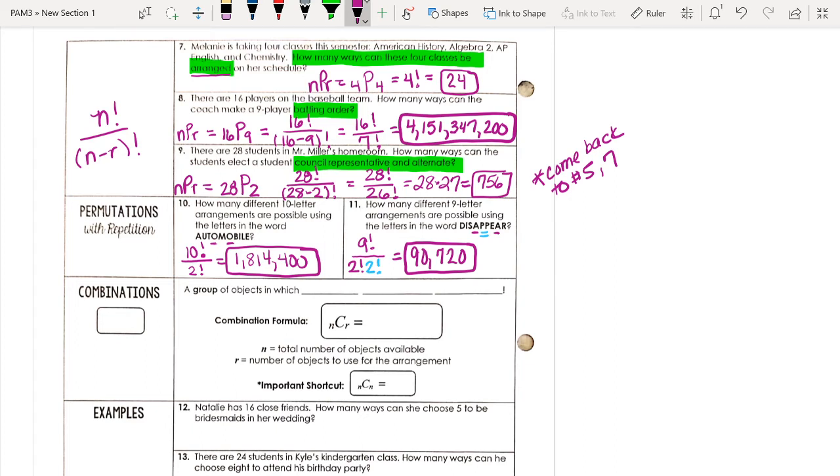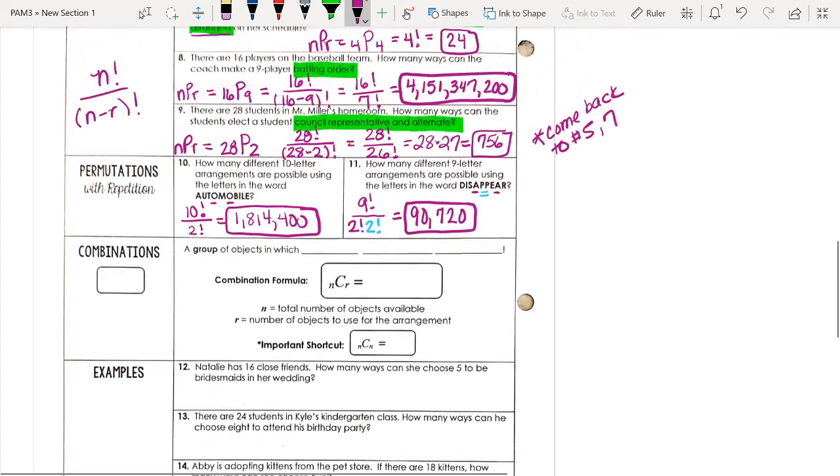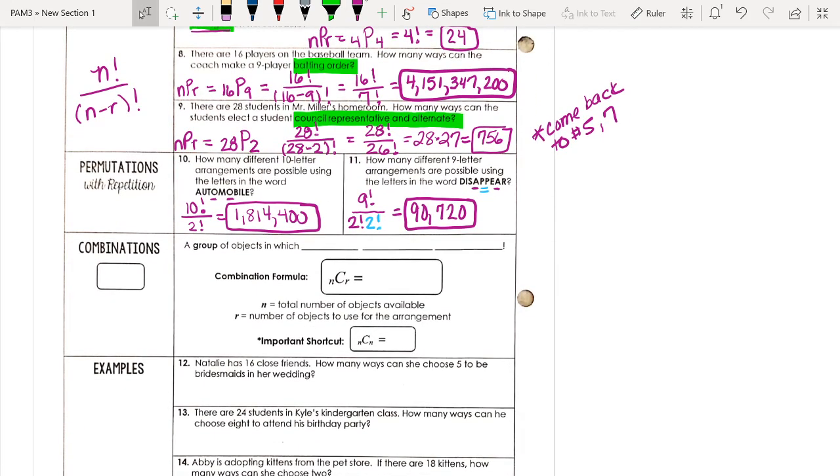Now, let's say, for instance, that you had a letter that repeated itself 4 times. Say we're doing the word Mississippi, and S repeats itself 4 times. Then you would also divide by 4 factorial. If you have a letter that repeats itself 3 times, you divide by 3 factorial. So for every letter that repeats itself, you divide by the number of times it repeats, factorial. Hope that made sense.